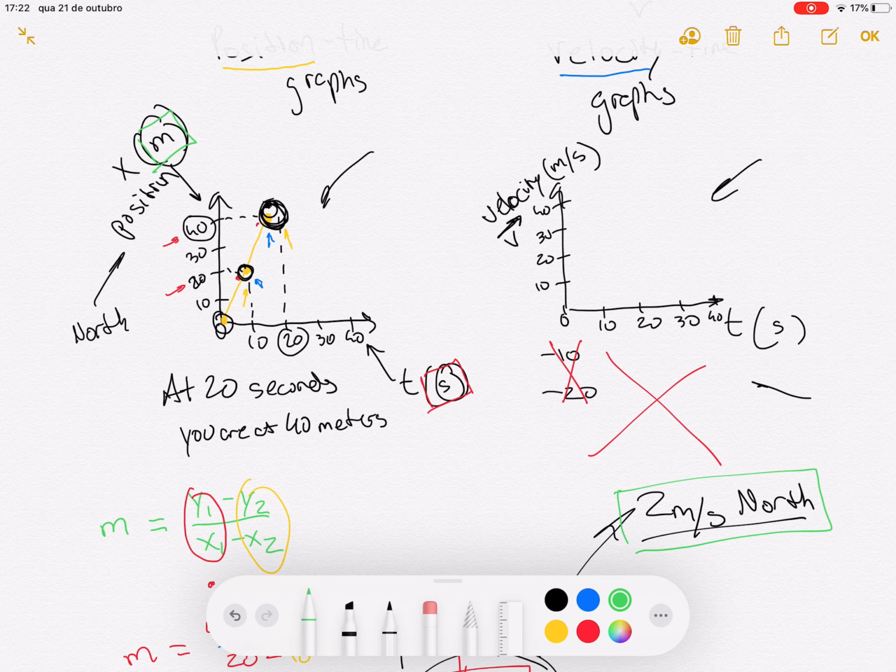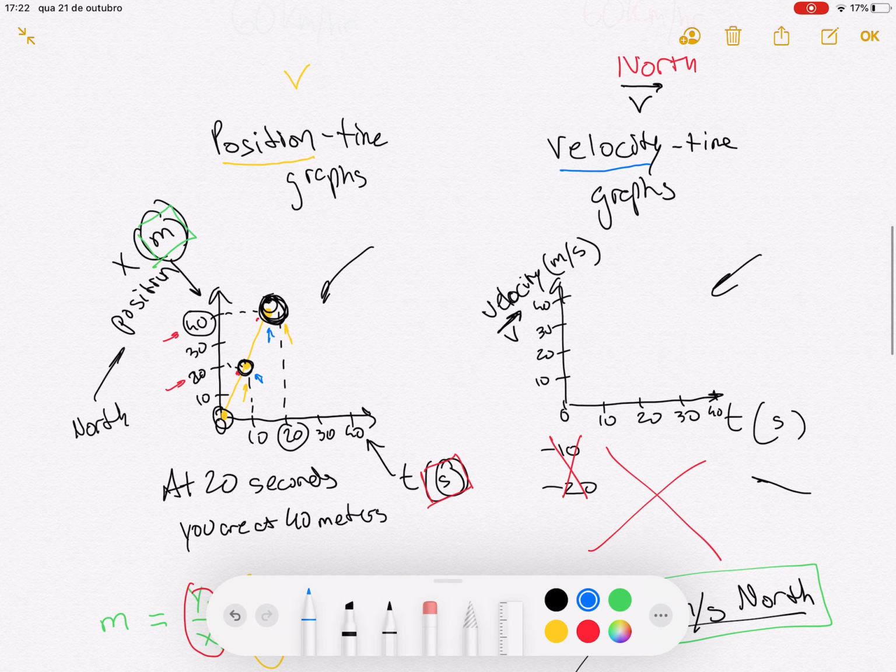If you look at the position time graph, it's a straight line, which means that the speed and velocity are not changing. They're constant throughout the whole trip, which means that if we know it is 2 meters per second north, it's always going to remain 2 meters per second north. That means that we can graph it, and the velocity will always be 2 meters per second north.